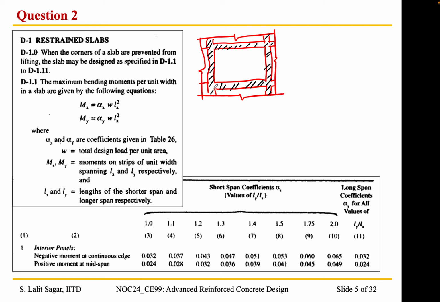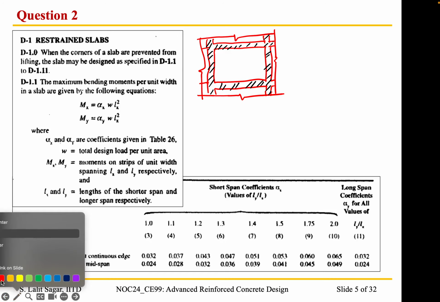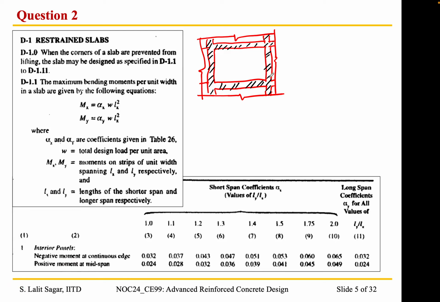I'm sorry, you have to bear with my poor drawing for today. So here we have the clear span as 4000 millimeter, and along the longer direction the clear span is 5000.